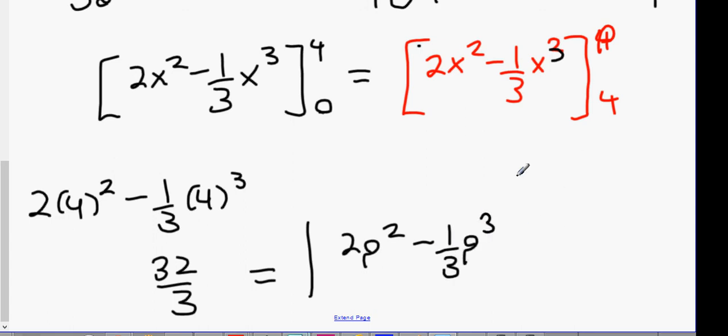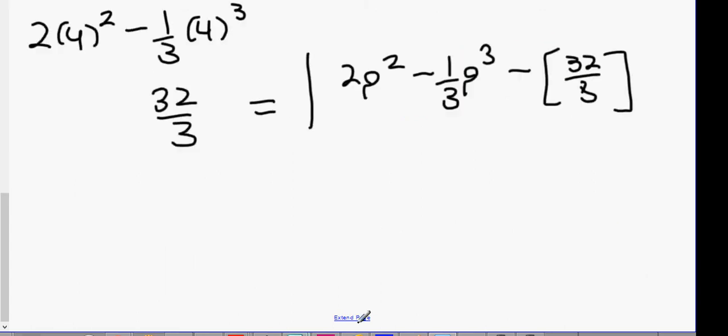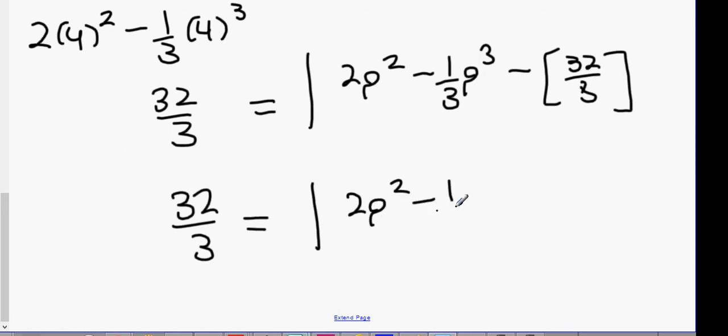Okay, and then what's going to be after that? Take away, what's it going to be taken away? It's going to be taken away, same thing, isn't it? 32/3. Now stop there, okay? So what we're going to get is 32/3 equals the square root of 2P squared minus a third P cubed minus 32/3. Okay, stop there for a minute.